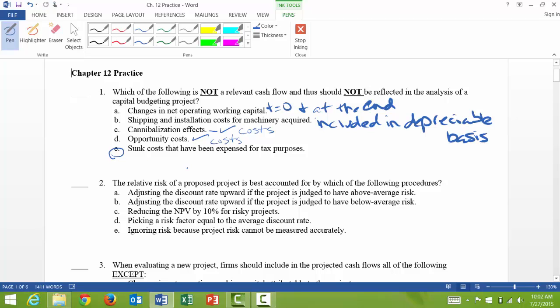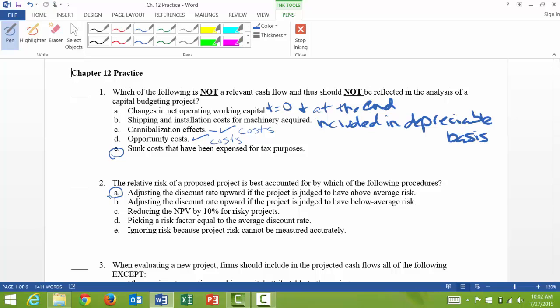We never include those. And then question two says the relative risk of a proposed project is best accounted for by which of the following procedures? So relative risk means that some projects are riskier than others. And so what would we do in those situations? A says adjusting the discount rate upward if the project is judged to have above average risk. Well, that's actually true. That's what we would do. So a higher risk project, we would increase the discount rate.